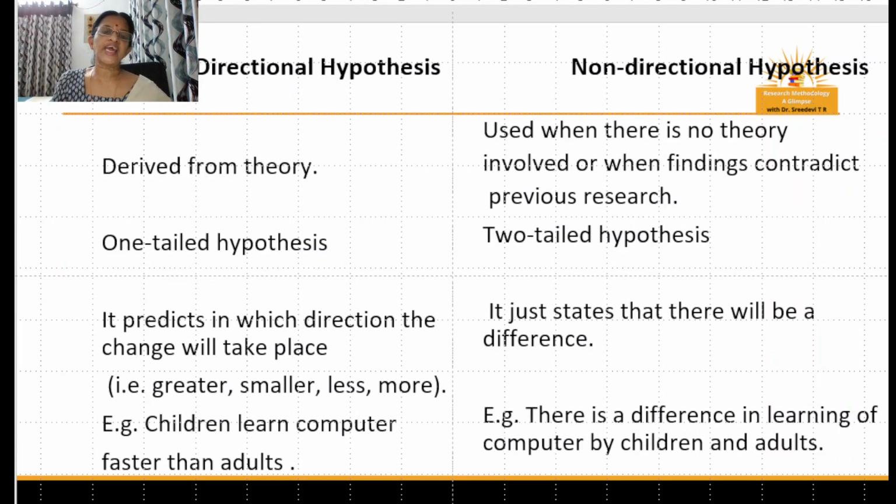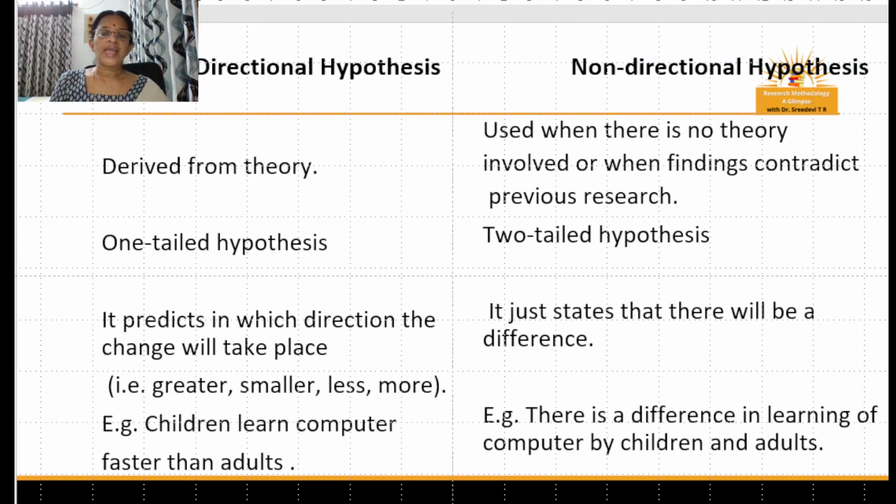Directional hypothesis is derived from theory because we know this is the direction. Through the review of literature, we learn the theory based on our problem or based on our research question. So we know what is happening or what has happened. So it is derived from theory. That is why it is called one-tailed hypothesis. Direction is given. Non-directional is used when there is no theory involved or when findings contradict previous research. So previous research findings are contradictory.